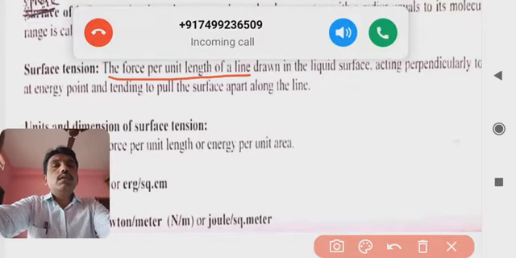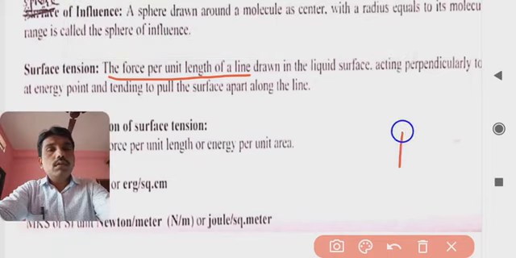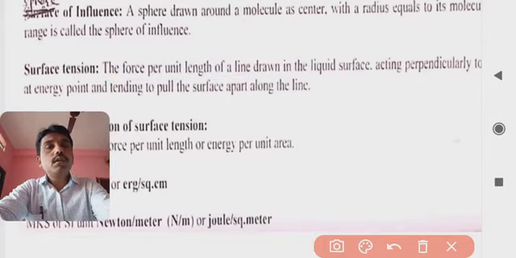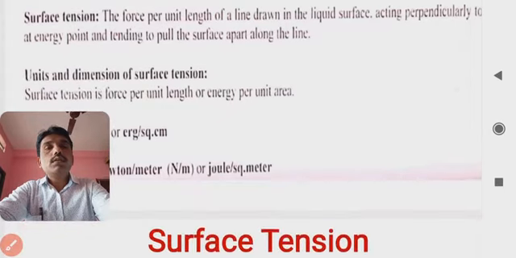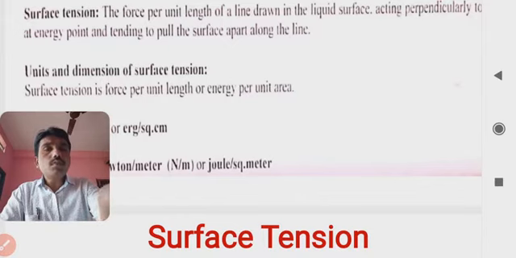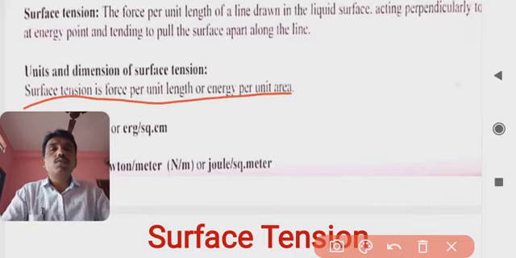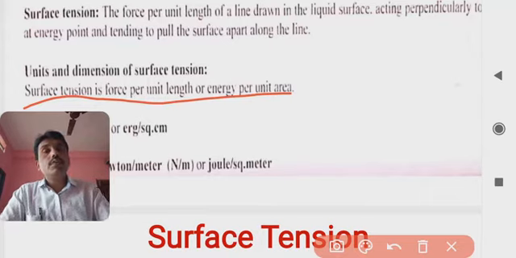And basically, as far as the definition of surface tension is concerned, it is simply the force per unit length, or energy per unit area. So this is the simple way to understand surface tension: it is the force per unit length, or it is simply energy per unit area.